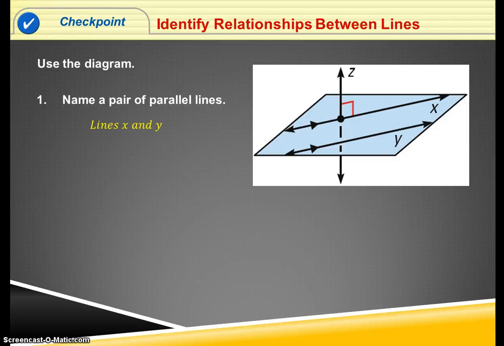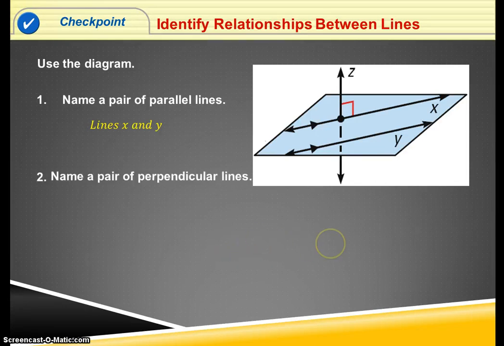Hopefully you picked X and Y. As you can see here, one thing you can tell is they both have these really dark black arrows in the middle of the line. Those black arrows mean that the pair is parallel. So if you were to see double black arrows, then it would mean that those two lines are parallel also. The same number of black arrows means that those two lines are parallel.